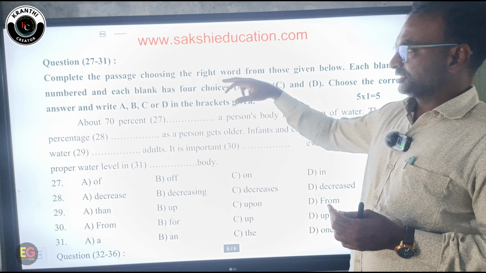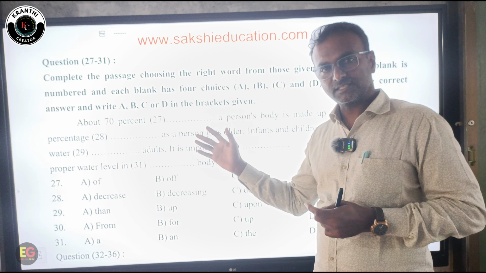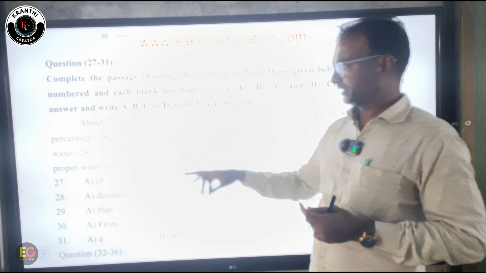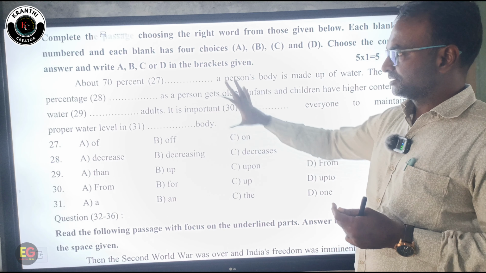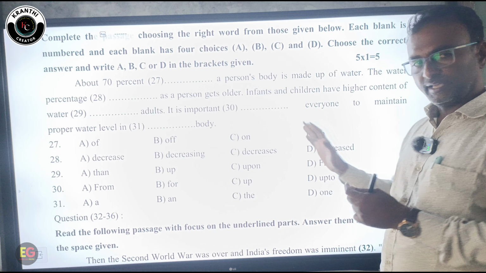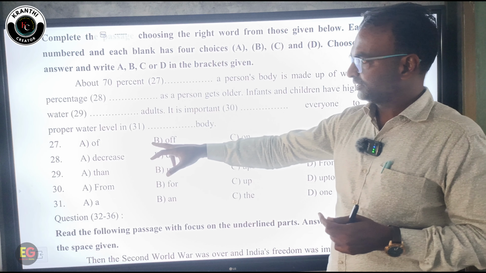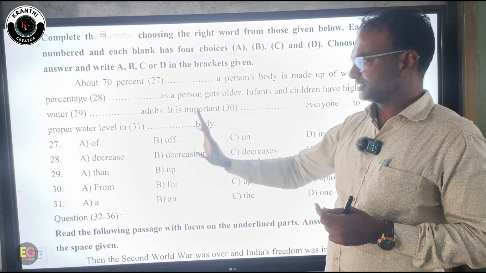And next one, question number 27 to 31. This is a closed test. This is also textbook independent. This is given out of the textbook, and it is also a passage with a few blanks. 5 questions will be there from 27 to 31, and each question has 4 multiple choices, and you need to write either A, B or C or D in the brackets itself.